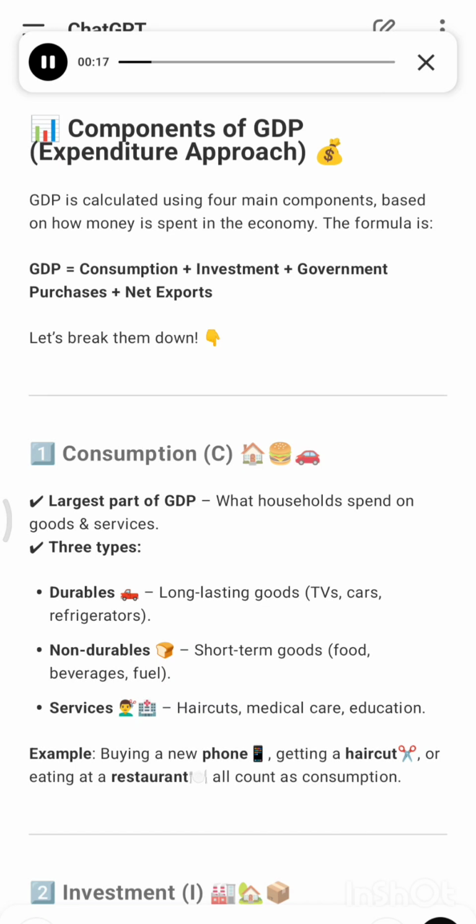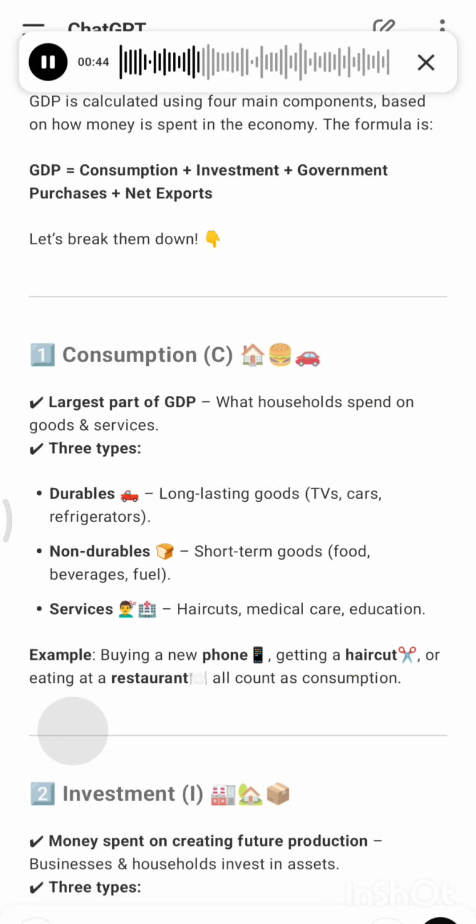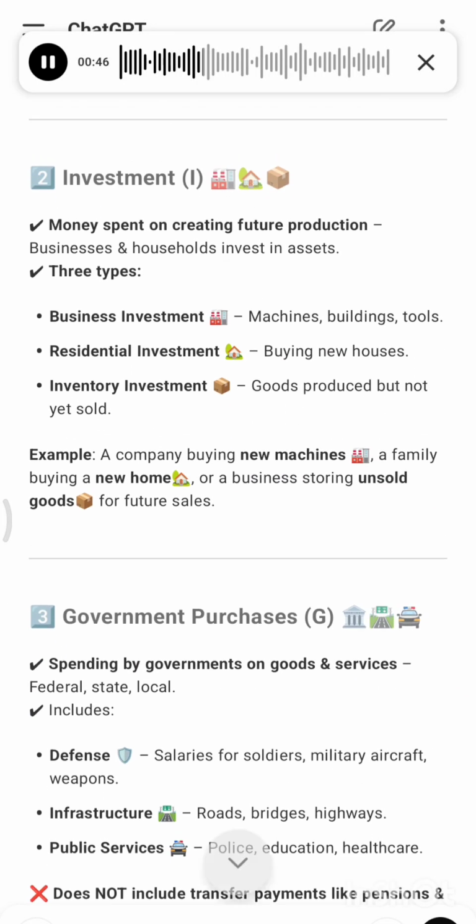1. Consumption, C, the largest part of GDP. It is what households spend on goods and services. Three types: durables, long-lasting goods like TVs, cars, refrigerators; non-durables, short-term goods like food, beverages, fuel; and services like haircuts, medical care, education. Example: buying a new phone, getting a haircut, or eating at a restaurant all count as consumption.